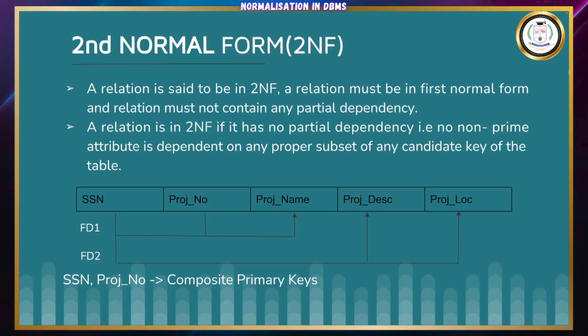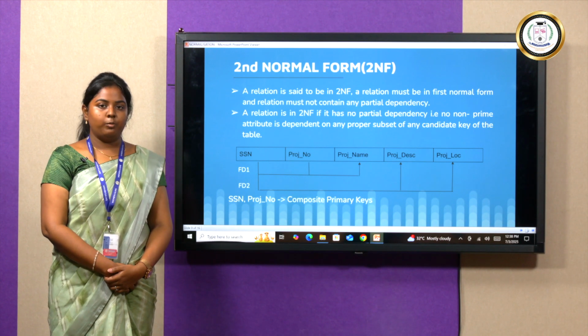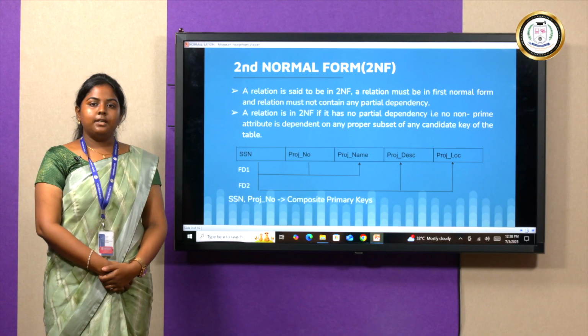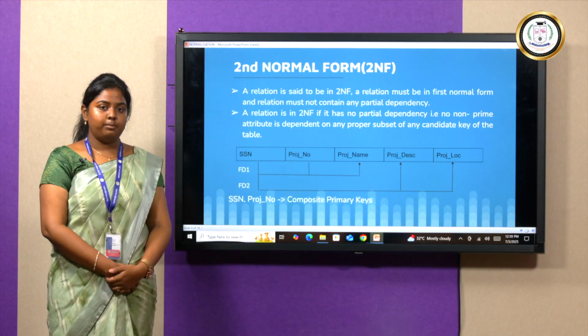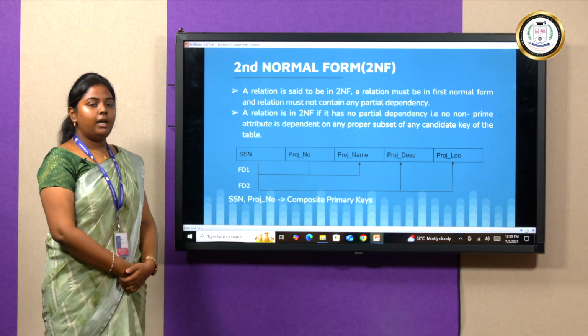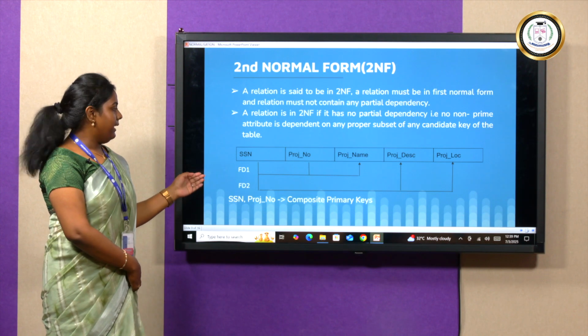And we are going to see about the second normal form, which is also known as 2NF. If a table is said to be in 2NF, first it needs to satisfy the first normal form. So it must be in the first normal form, and the most important thing is it should not have any partial dependencies. And the second point is if it has any partial dependencies, we have to split the tables. So let's see how we are going to split the tables. This is the given example. We have SSN.